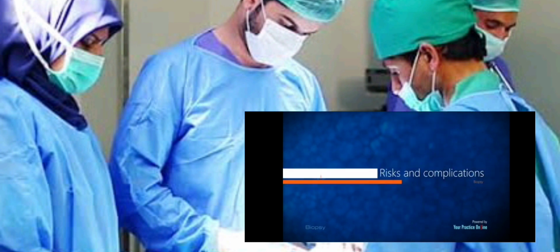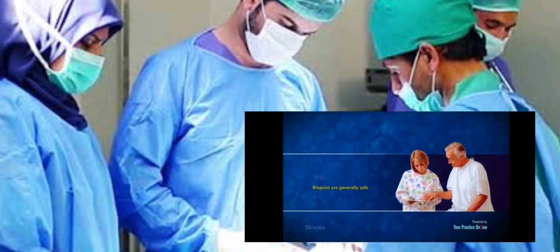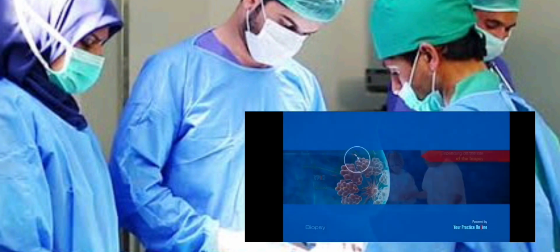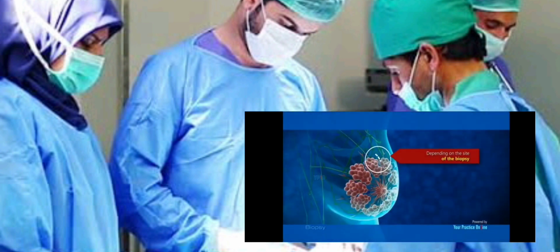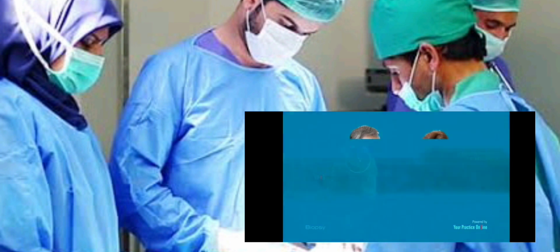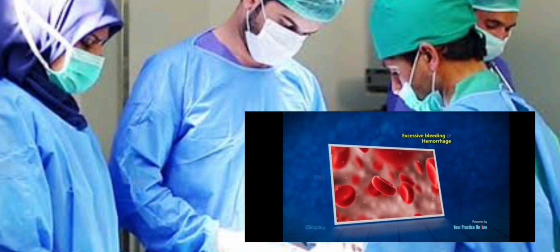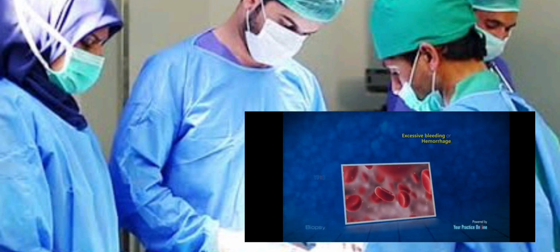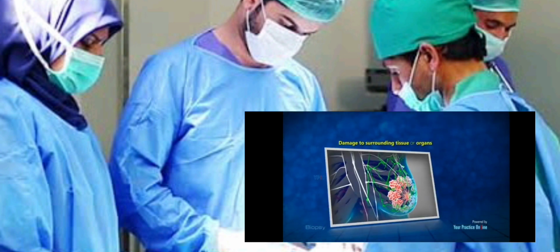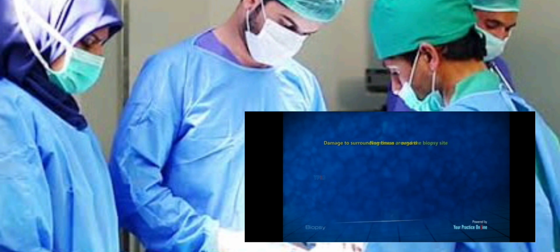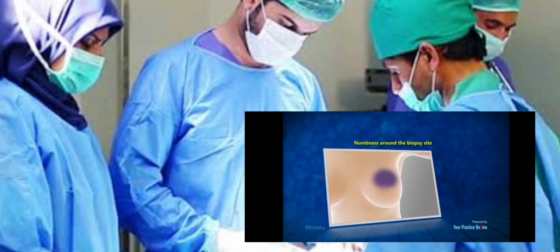Risks and complications. Most biopsies are generally safe. However, certain risks do exist depending on the site of the biopsy and the procedure used. Complications that can occur at the biopsy site can include excessive bleeding or hemorrhage, infection, damage to surrounding tissue or organs, or numbness around the biopsy site.